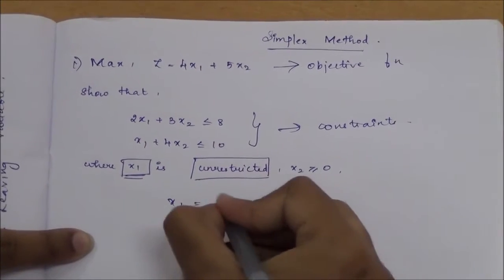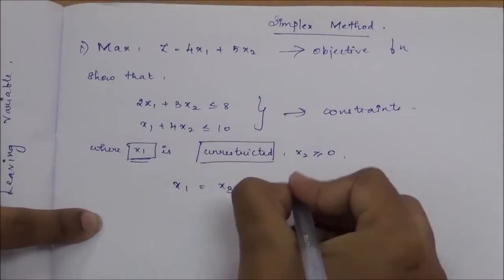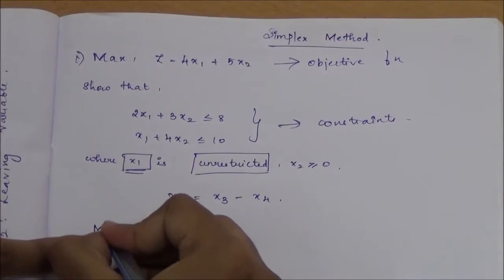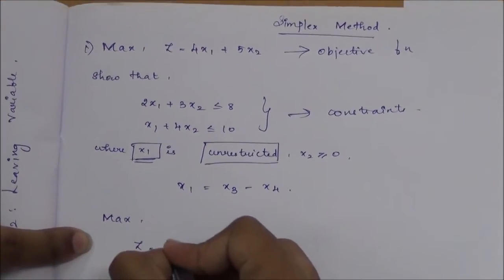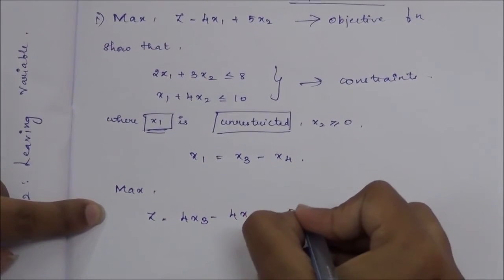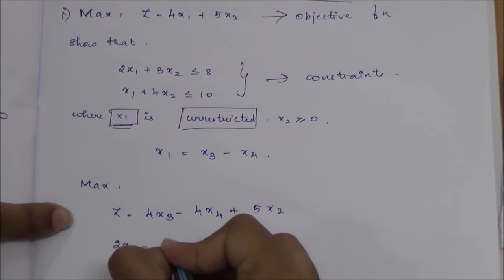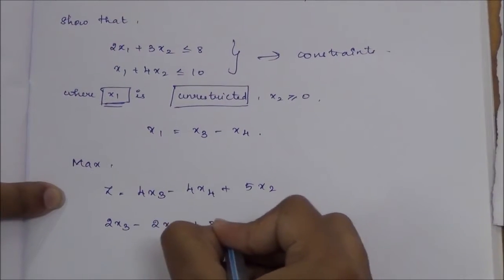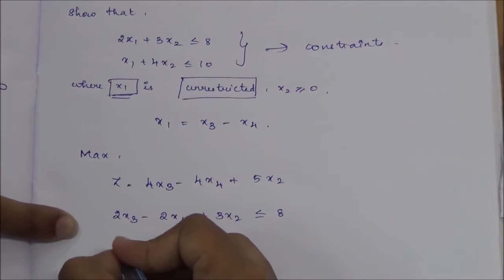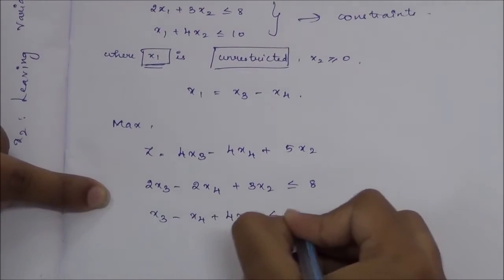So let x1 be equal to x3 minus x4. Since we are substituting this, we will change the above problem as 4x3 minus 4x4 plus 5x2, and the constraints will be 2x3 minus 2x4 plus 3x2 is less than or equal to 8, and x3 minus x4 plus 4x2 is less than or equal to 10.